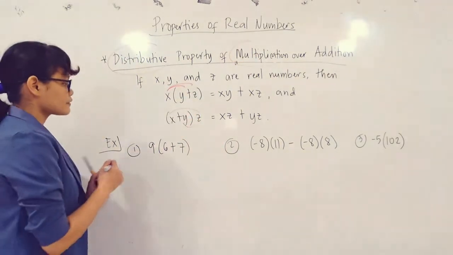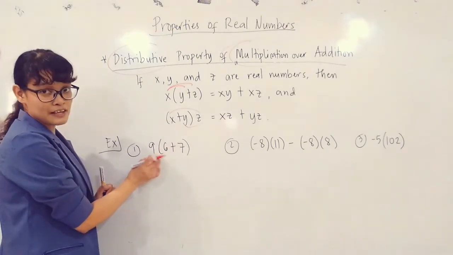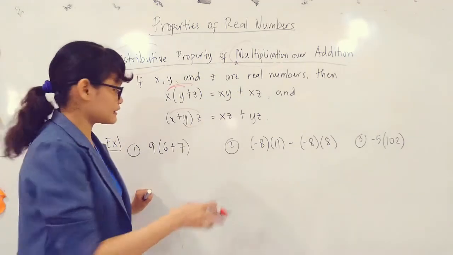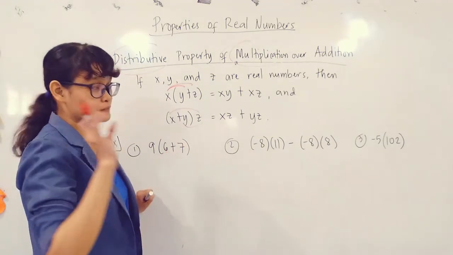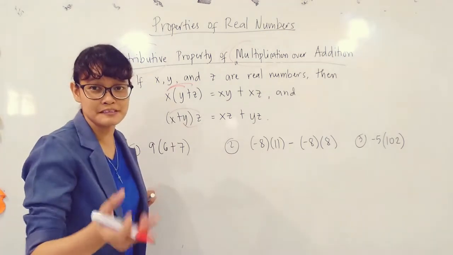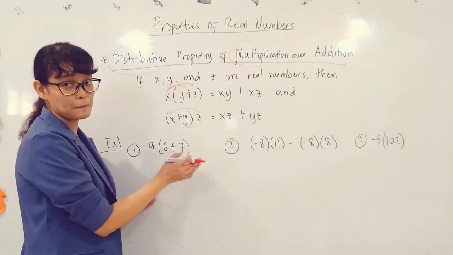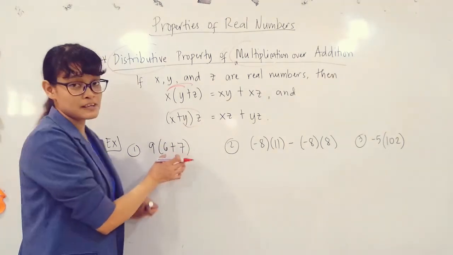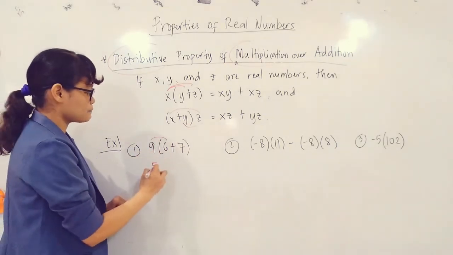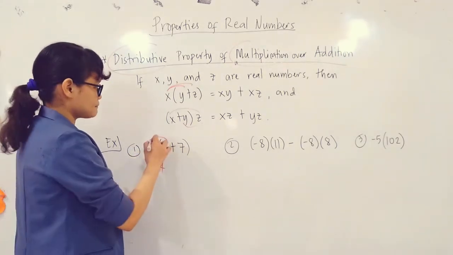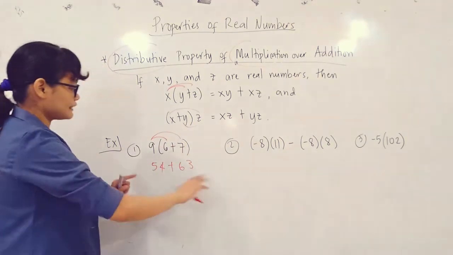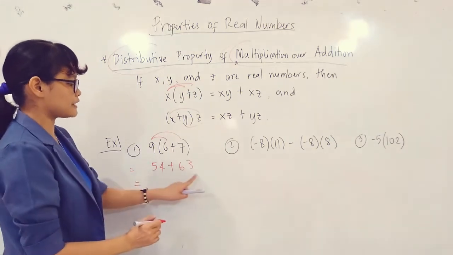Okay, let's try. You have 9 outside, and 6 plus 7 inside. Typically, we would solve what's inside first. But for the sake of illustrating the distributive property, I am going to distribute the number 9 to the numbers inside the parenthesis. Let's start. 9 times 6 is equal to 54. Then 9 times 7 is equal to 63. Adding these, you'll have 54 plus 63.